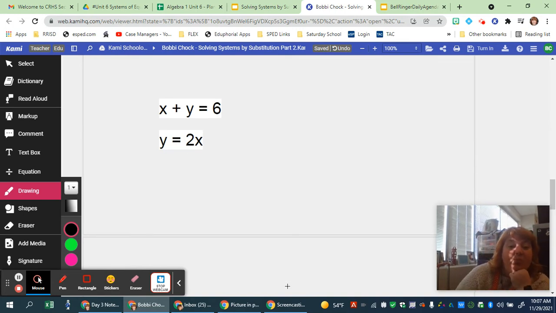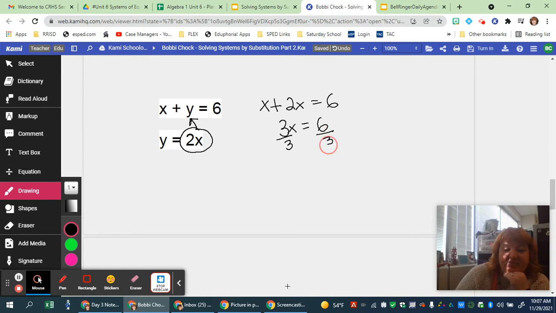I already have my y equals here, so I'm going to put this right here. So x plus 2x equals 6. That means now combine like terms, 3x equals 6. Divide by 3, divide by 3, x equals 2.